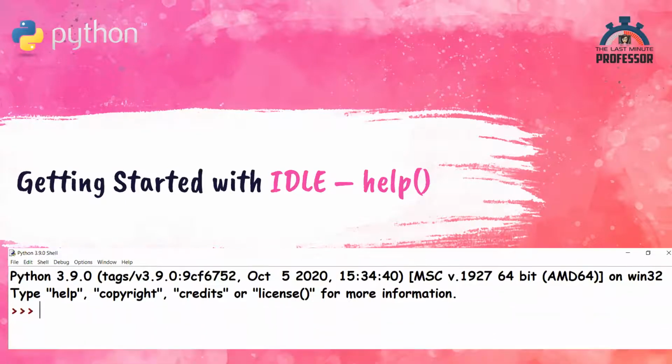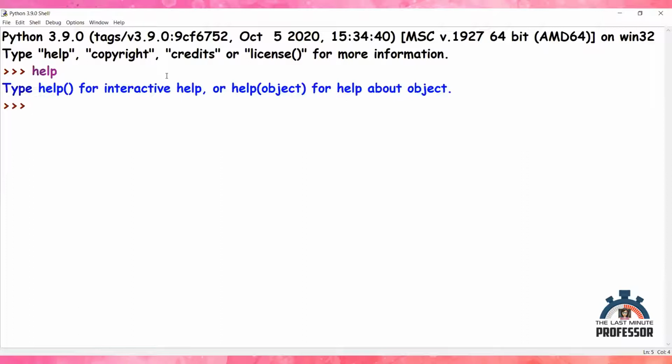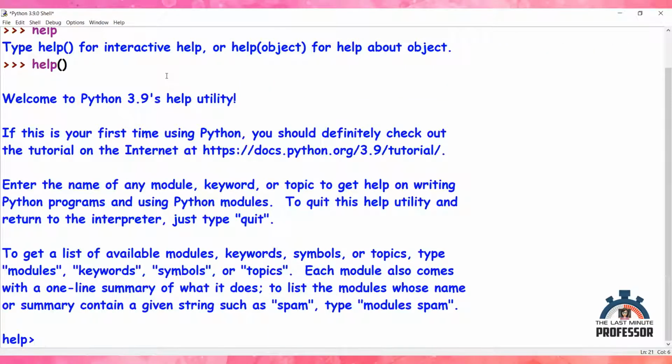In this video, let us explore the help option in IDLE. Type help. The first learning is that there are two options to use help. Let us try out the interactive help first by typing help off. You'll see that the chevron symbol changes to help greater than symbol. This symbol is the indicator that you are in interactive help mode.